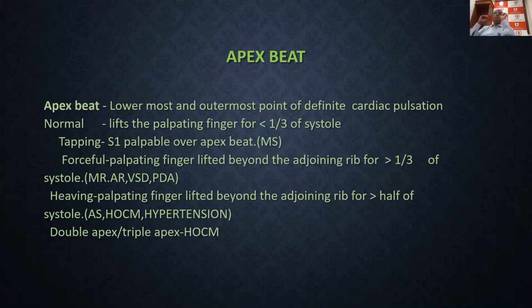Remember the normal apex beat definition? It does not go beyond the level of the adjoining rib. It does not go more than a third of the duration of systole. If both these limits are exceeded, you call it a forceful apex beat. If they are not only exceeded, but it is sustained for more than half the duration of systole, you call it a heaving apex beat, which is a sign of aortic stenosis or hypertension.